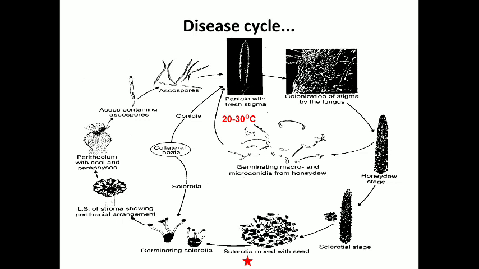In some cases, from the sclerotia, a perithecium structure, a fruiting body, develops which contains asci and paraphysis. Asci is a sac-like structure. Singular, it is an ascus which contains ascospores, and these ascospores infect the earhead to develop the symptom. So first stage, that is the honeydew stage, and second one, that is the sclerotial stage. And it requires a temperature of around 20 to 30 degrees Celsius.